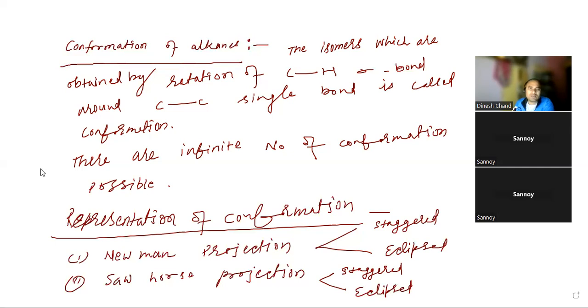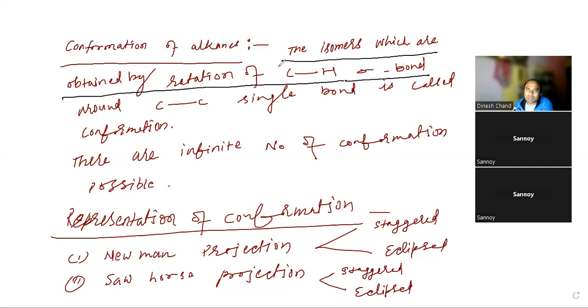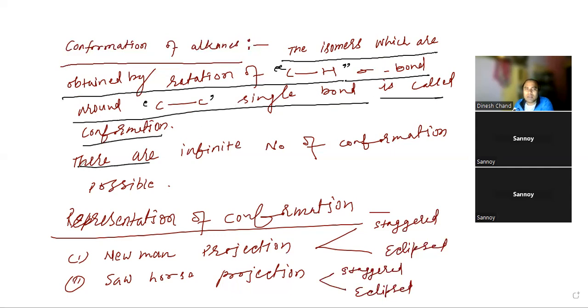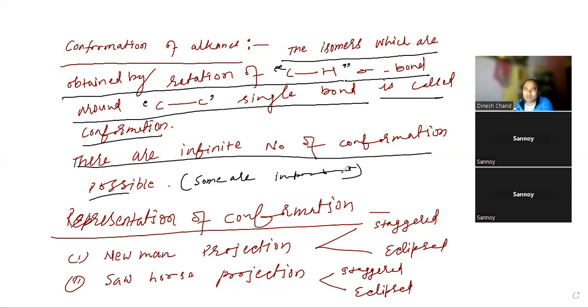Here you should first of all understand the conformation definition. The isomers which are obtained by rotation of a sigma bond. Which bond are you rotating? You are rotating the carbon-carbon single bond, that sigma bond, and that is called conformation. And there are infinite number of conformations possible. Some are useful, some are important.